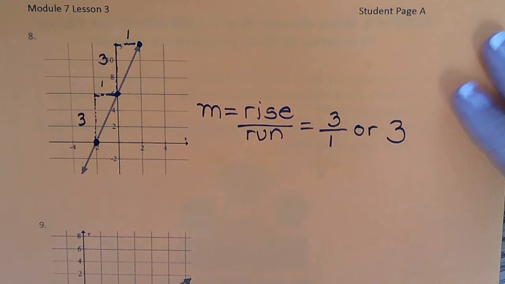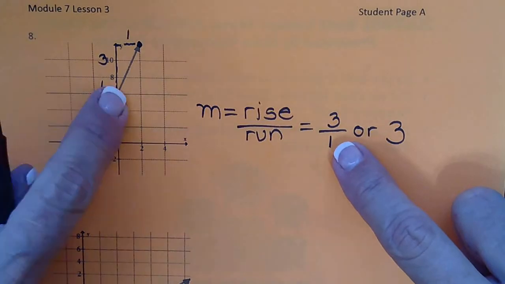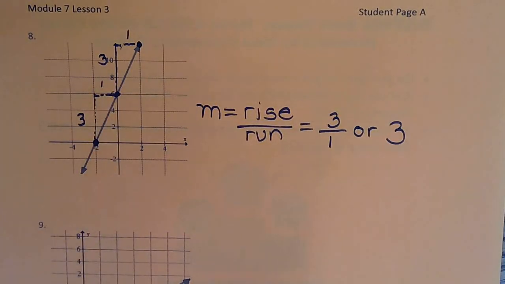I usually write both, and then that way I have my bases covered. I like this because if I'm drawing a line, I like to know what the run is, but this is the pure simplified form.